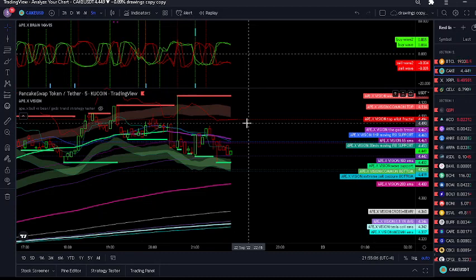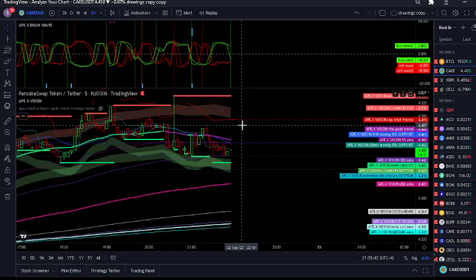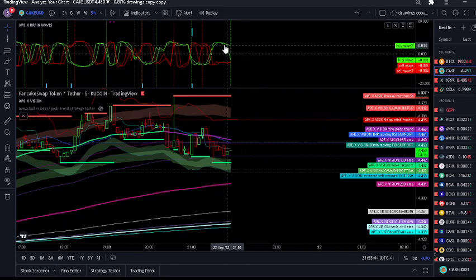Alright, here we go. Come on, flip over already. We're waiting on TradingView now to do its shift or whatever you call it. There we go. There you go. There's the cross. So there's the wave, the green wave crossing down.